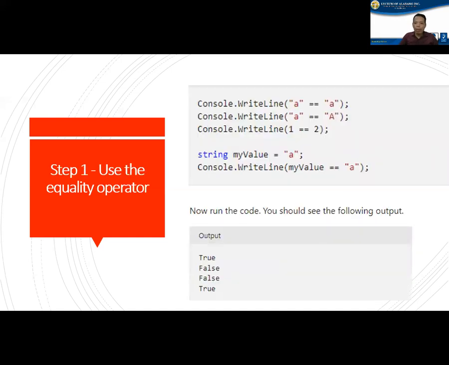First, of course, we have to make use of an equality operator. Let's try to write this sample code in your code editor, whether it is an online editor or Visual Studio installed on our computer. We have here Console.WriteLine, a lowercase character a is equal to a lowercase character a. The second statement checks whether a lowercase character a is equal to an uppercase character A.